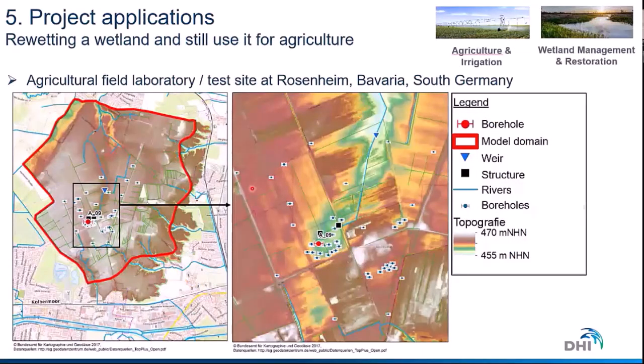Another project application was done here in Bavaria, South Germany, where we were supposed to re-wet, let's say, a former wetland that is today used as an agricultural field laboratory. And they would like to raise the groundwater again by applying weirs and several structures, while still being able to cultivate crops that are able to grow with a low depth to groundwater, so a high groundwater table.